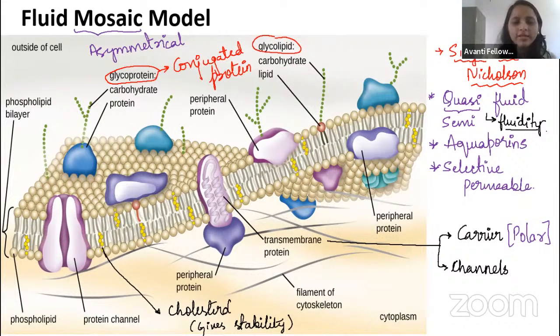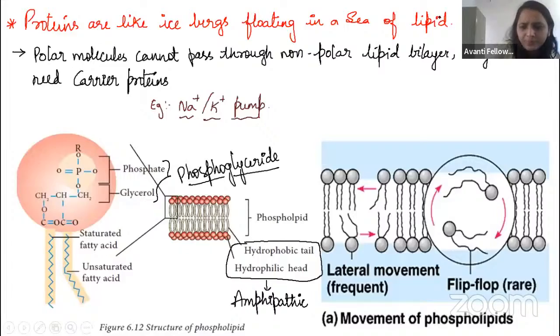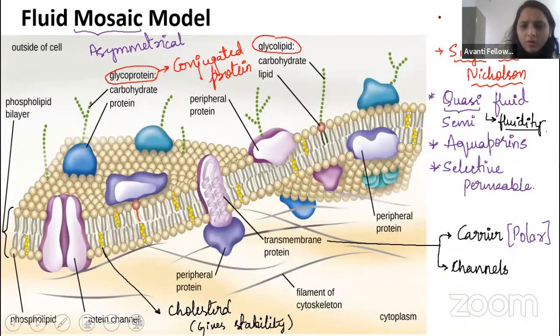Now let us go to the fluid mosaic model. This fluid mosaic model tells us about the structure of the plasma membrane. It was first given by Singer and Nicolson in the year 1972. They said that the plasma membrane is not arranged in a linear form, where lipids are arranged in a uniform manner. No, it has a mosaic appearance.